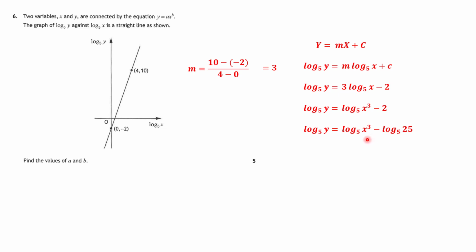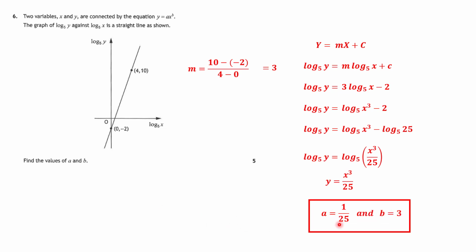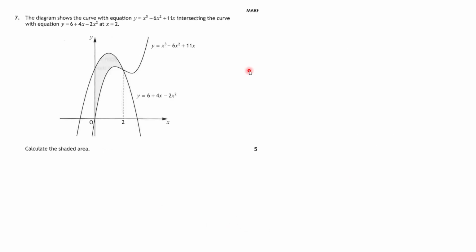We're taking these away so we can divide them. So we can say nothing on the left, that stays the same. We can then do this. We can say the log of x cubed divided by 25. Now we can just take away the logs completely and say y equals going to be x cubed over 25. Now we know then, looking at this, a is a number that multiplies the x, so we've got 1 over 25 for a, and the power is b, so b must be 3. So the answer to this question is a equals 1 over 25 and b equals 3.